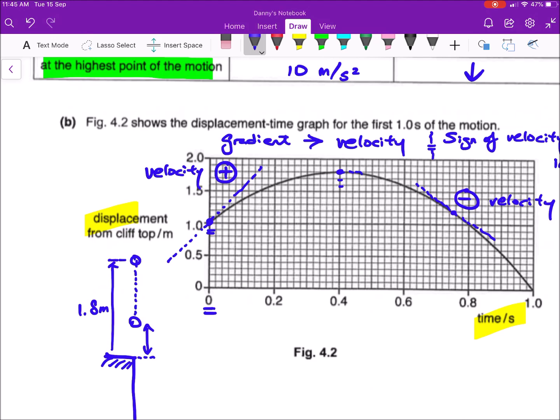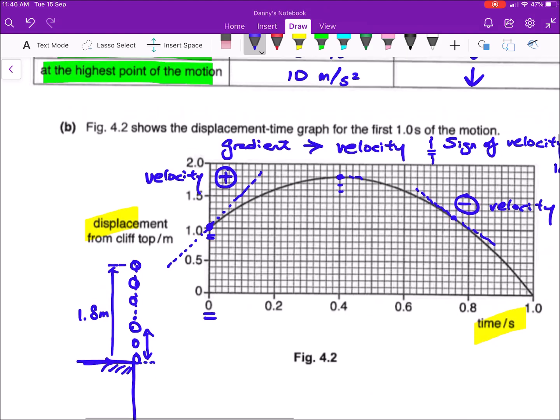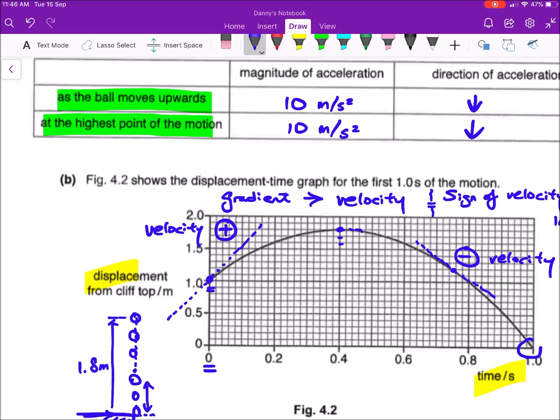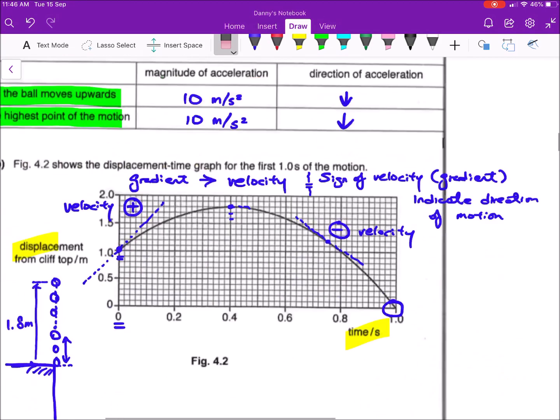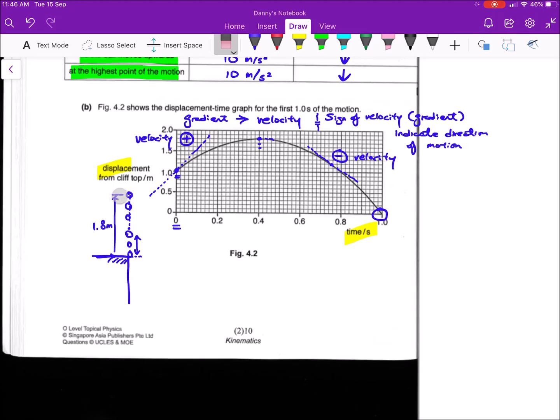So meaning that the ball will start to come down, all the way until it reaches 0. 0 is not the bottom of the cliff. 0 is just the cliff top. Meaning that down here, when it reaches 0, the ball only comes back to the top of the cliff. So this part of the journey is not shown in your displacement time graph. Okay, so that's how we interpret it.